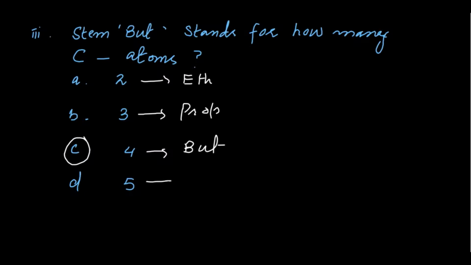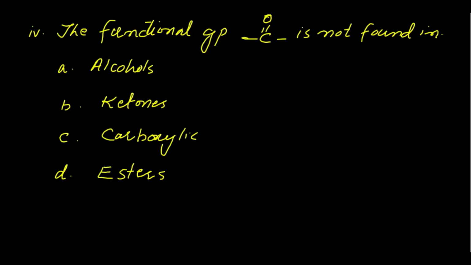While in the case of 5 carbon atoms, if 5 carbon atoms are present in the given organic compound, we use the stem pent. Here, which is the correct option? Obviously, option number C is correct. I hope this is clear. Now see the next question which is given.